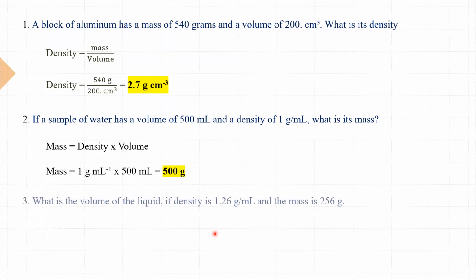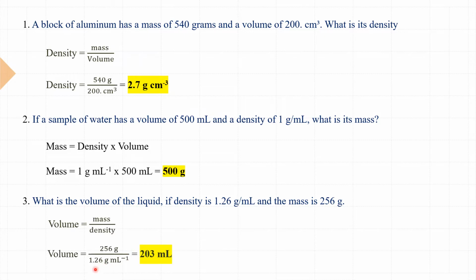Third question. What is the volume of a liquid if the density is 1.26 grams per milliliter and the mass is 256 grams? Let's use the equation to calculate the volume. Volume is equal to mass divided by density. So mass is 256 divided by 1.26 grams per milliliter. Then the volume is 203 milliliters. Let's go and find out more examples in the next slide.